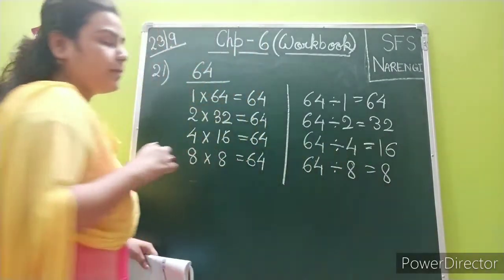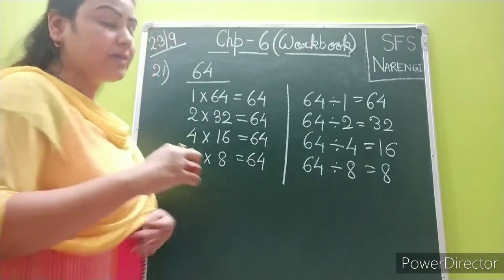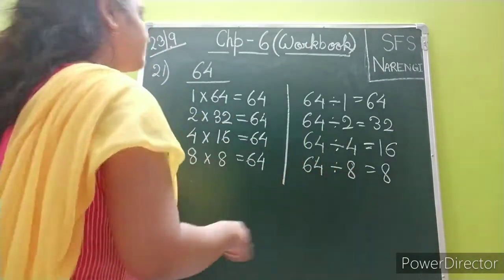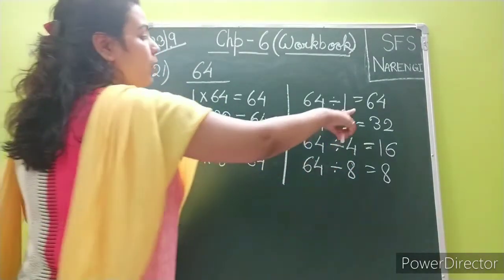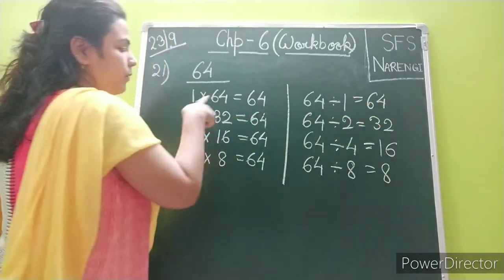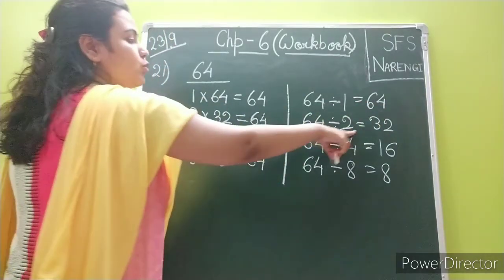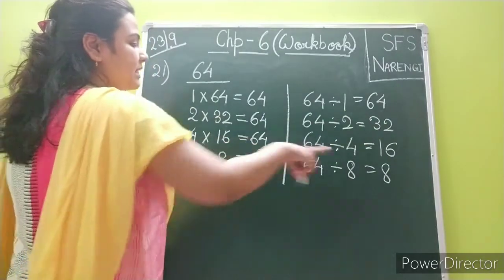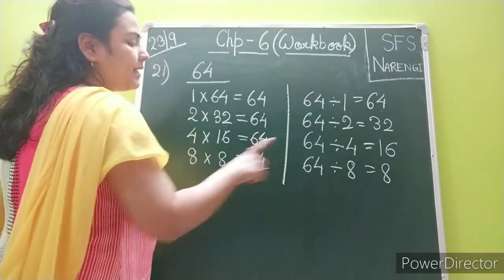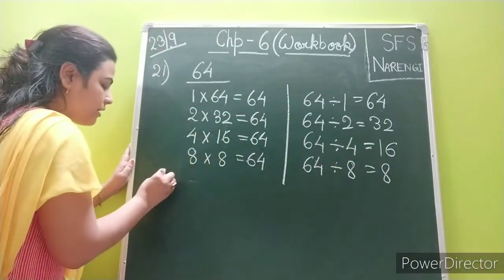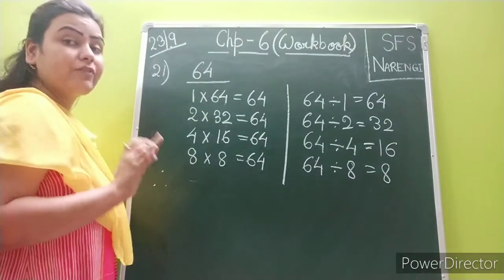So what will be the factor pairs? The factor pairs are 1 and 64, 2 and 32, 4 and 16, 8 and 8. Therefore, both ways we have got the same pairs.